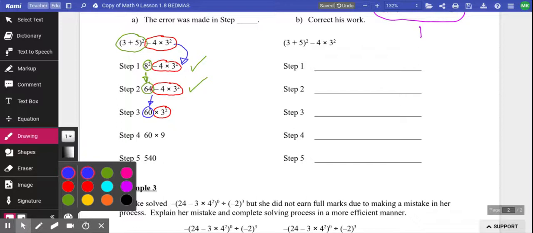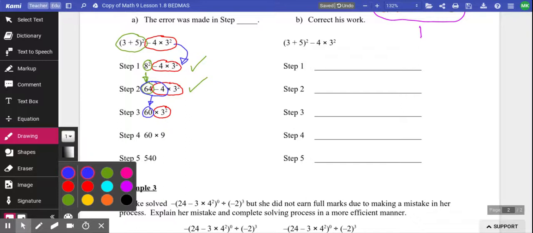They got 60 because instead of doing the exponent of 3, they just subtracted 4. Yeah, so they went ahead and started doing the subtraction. They did this 64 minus 4, which breaks our BEDMAS rule.